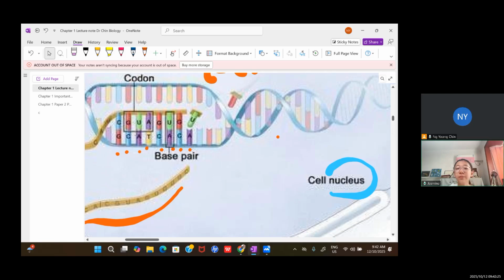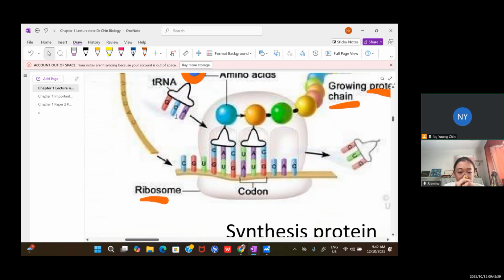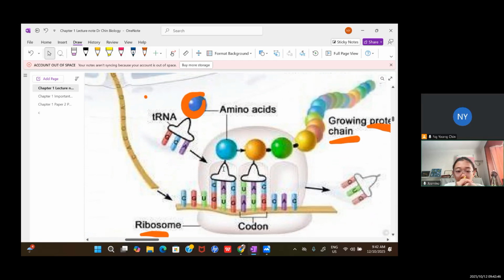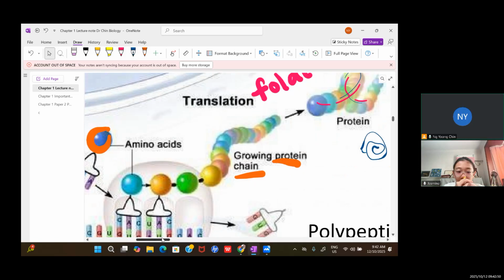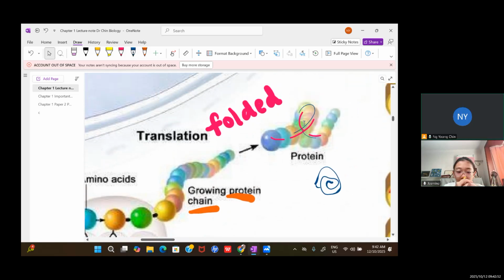So like different bases, then different RNA bases, and then a different chain. Yes, correct. If you alter the sequence of the nucleotide bases in the DNA, you also cause a change in the sequence of amino acids. So that's why you can produce a polypeptide chain with a different shape, different structure.